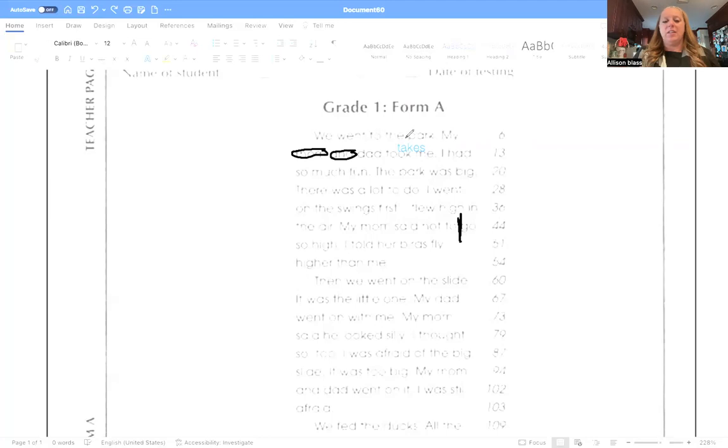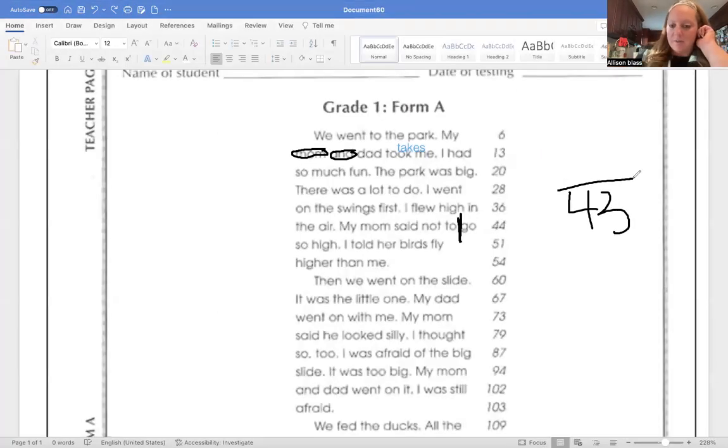1, 2, 3, 4, 5, 6, 7, 8, 9, 10, 11. Even the ones they got wrong. I'm going to count all the words that they got up to. Here it tells you how many per line. So here would be 44 minus 1, so it came to 43. This kid read 43 words total. Okay, that's the total amount of words.